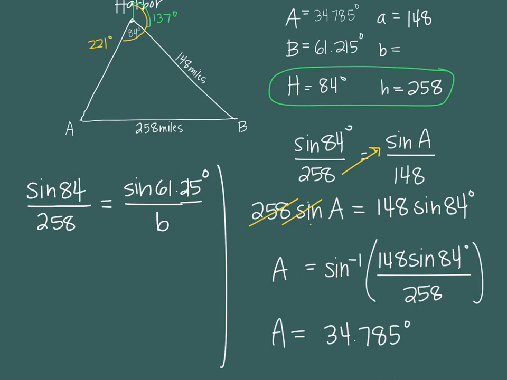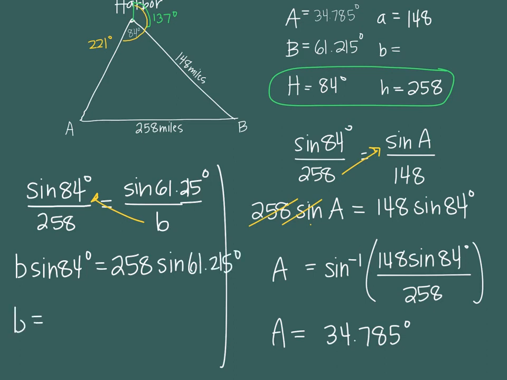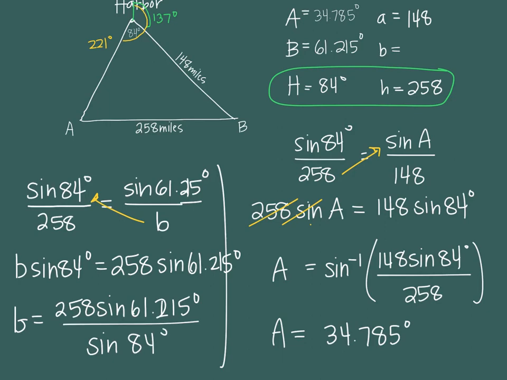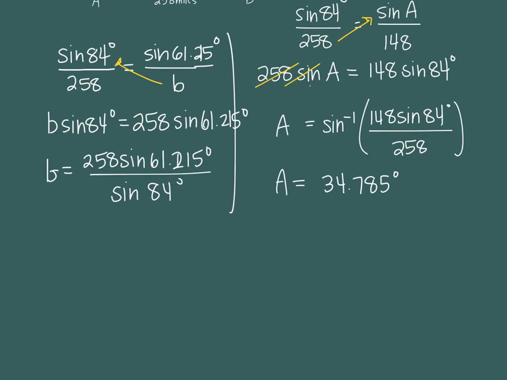Okay, so then we're going to cross multiply that one. And you'll have B cross multiplied to sine 84 degrees. And 258 cross multiplied to sine 61.215. All right, we want to get B alone, so we divide. So 258 sine 61.215 degrees over the sine of 84 degrees. So make sure you do type the sine button twice. One for the numerator, one for the denominator. It's not like the sines cancel out. Okay, you get one of each.